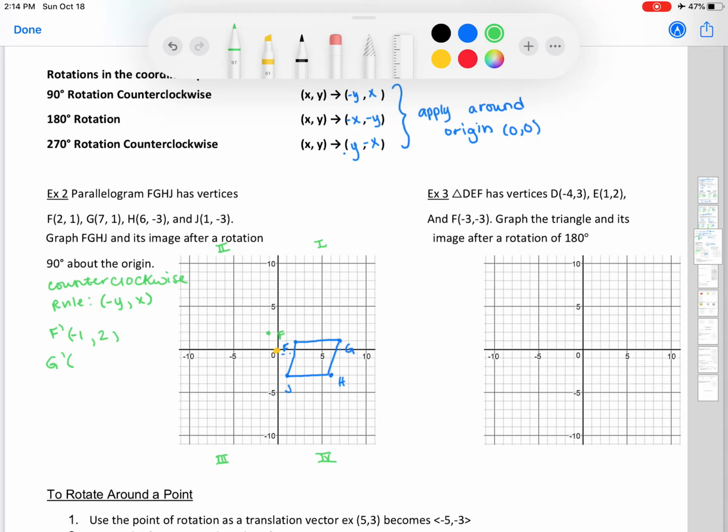Our g prime coordinate was 7, 1 before. So since my y coordinate was 1, this is our new x coordinate. Our x coordinate was 7, so this is our new y coordinate. And then we are going to negate that first coordinate. So we have a point at negative 1, positive 7.